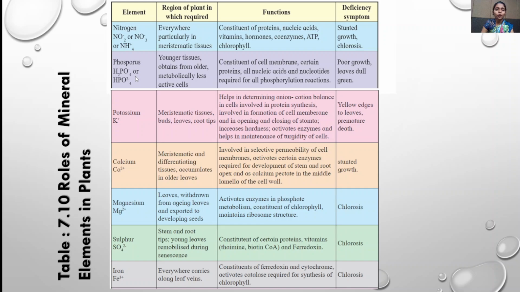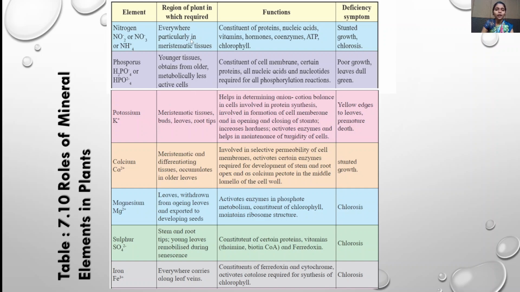The second element is phosphorus. The regions of the plant in which it is required are younger tissues, obtained from older, metabolically less active cells. Its functions: constituent of cell membrane, certain proteins, all nucleic acids and nucleotides, required for all phosphorylation reactions. Its deficiency symptoms are poor growth and dull green leaves. The third element is potassium.